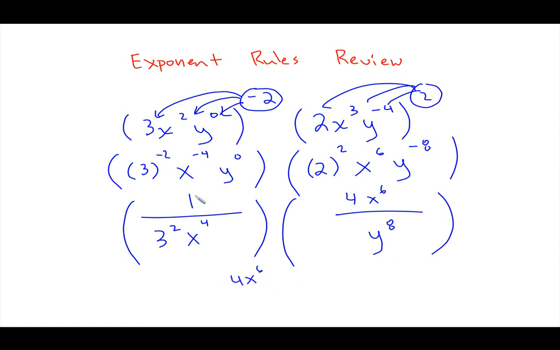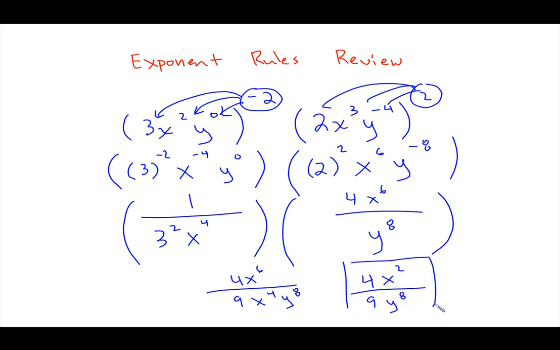4x to the 6th on the top. On the bottom, I have 3 squared, which is 9, x to the 4th, y to the 8th. Then notice the x's, we have the same base and we're dividing. So if I do 6 minus 4, that'll leave me with 4x squared, right, because 6 minus 4 will leave me with 2 x's at the top. And I have the 9 on the bottom here, and also y to the 8th. So this would be my final answer right there.